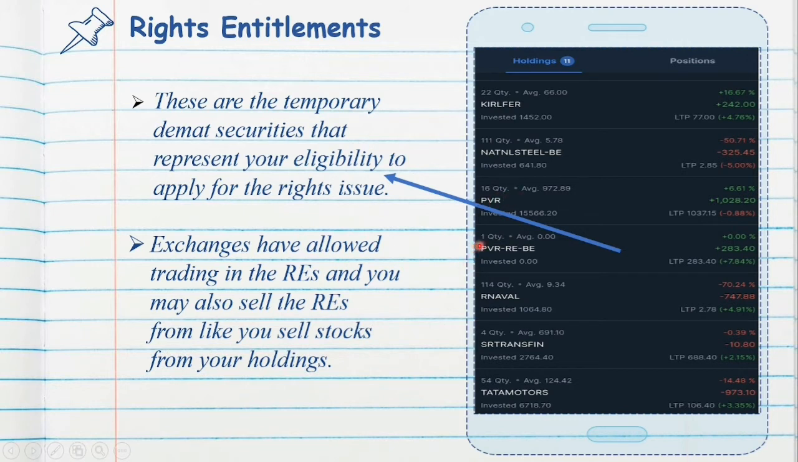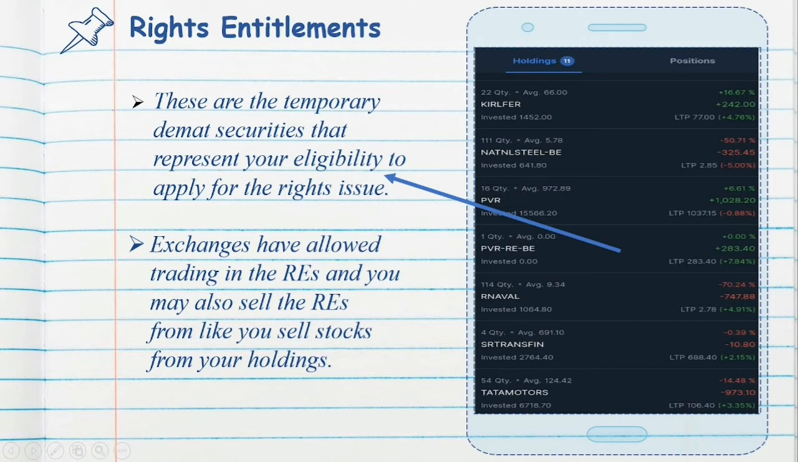In my case, my eligibility will be one quantity, and you can see that this one quantity of rights entitlement, if I don't wish to purchase it using the rights issue window, I can sell it right in the open market at a price of 283 rupees. This price can go up as well as down based on the market fluctuation, like the price differs for any other shares. So it's up to you to choose whether you need to apply for the rights issue, or you can sell such rights entitlements in the open market for the price prevailing in the market.